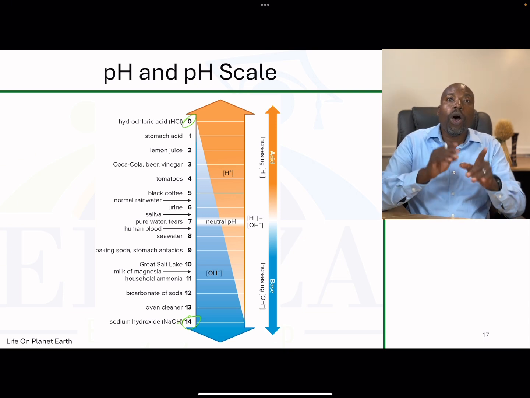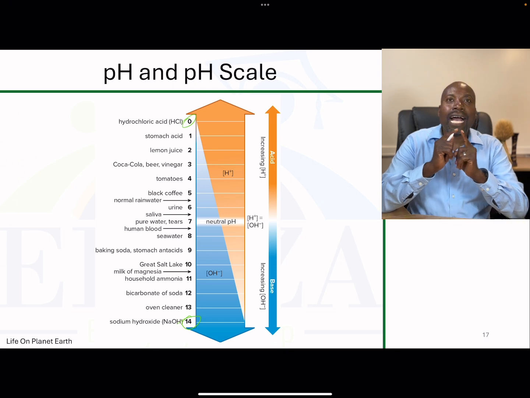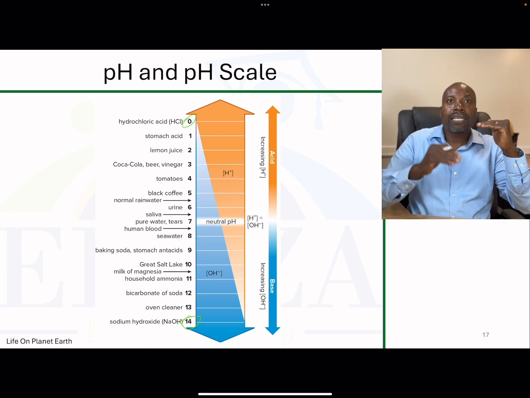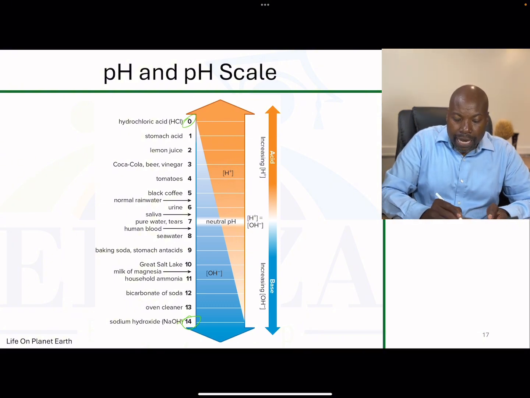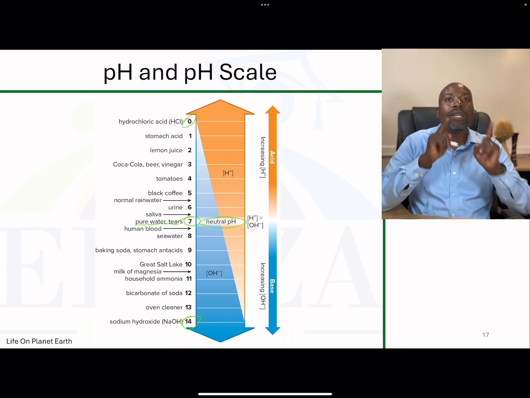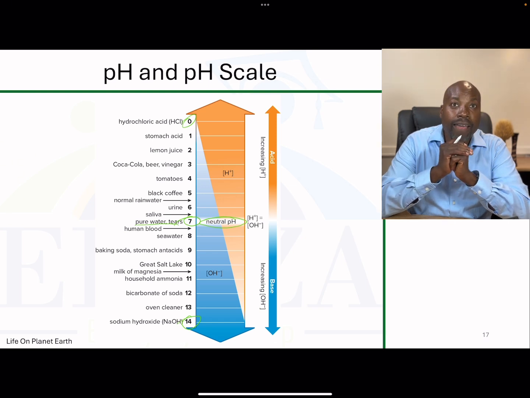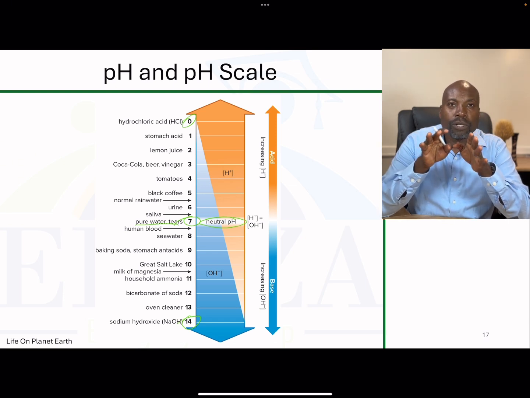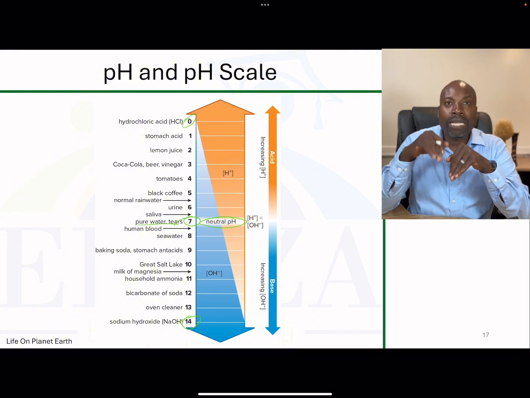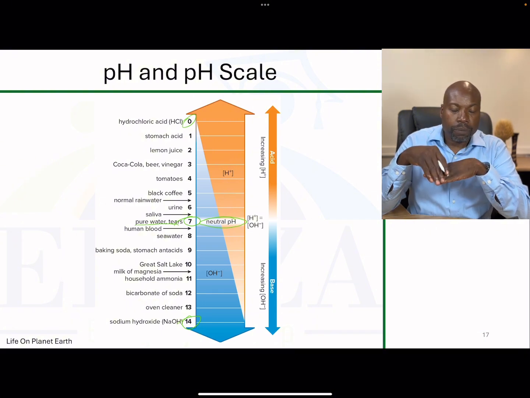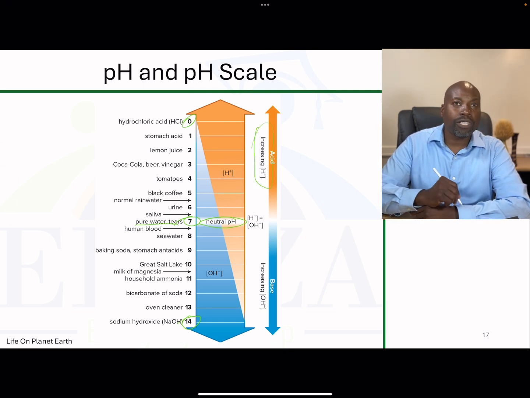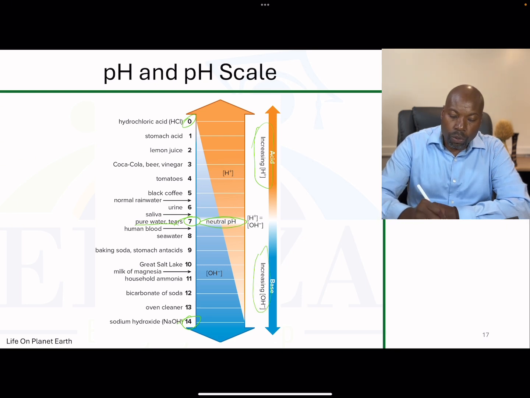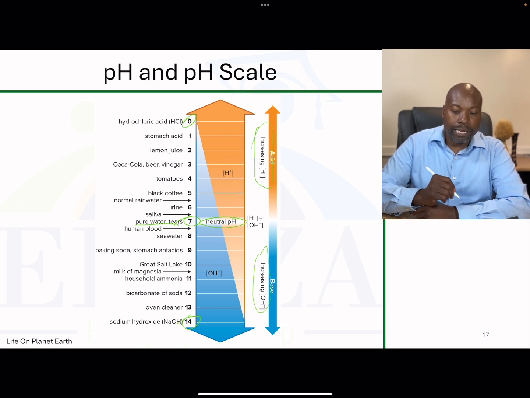So only pure water has as much hydrogen ion as hydroxide ion. That pure water has a pH that is equal to 7. That's a neutral pH. Only pure water can achieve that. Anything else goes above or below that pH, okay? Because you either have a high concentration of hydrogen ions or a low concentration of hydrogen ions, right?